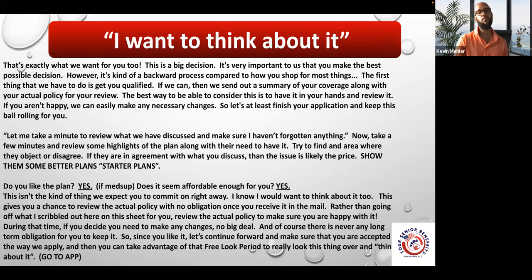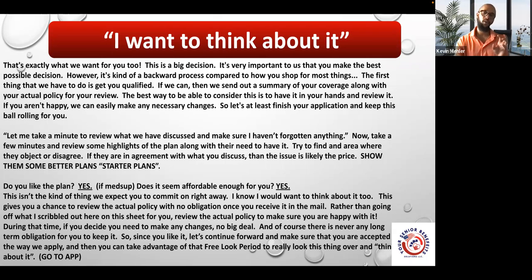Now, if somebody says they want to think about it, there are a few options you can use. Again, if you follow the guidelines pretty well as it pertains to the script, then you shouldn't get the "I want to think about it" with Medicare a lot. You might get it with life insurance because it's an emotional sale. But in this case, I'm not going to read this all out. You have access to it, but you can go over the details, okay?